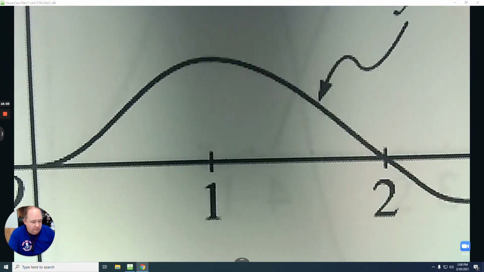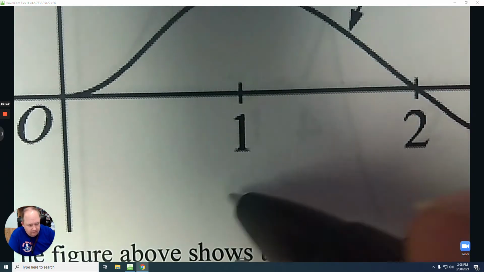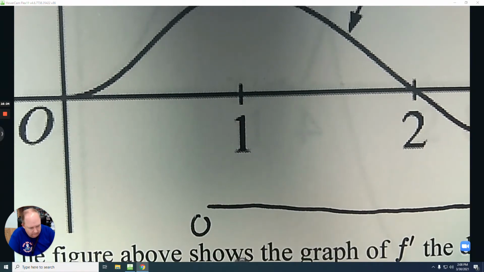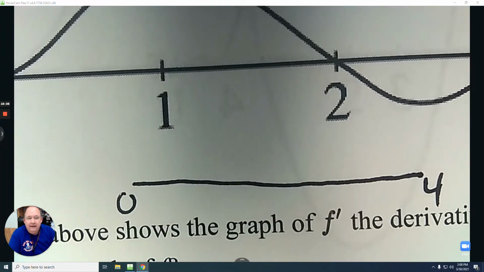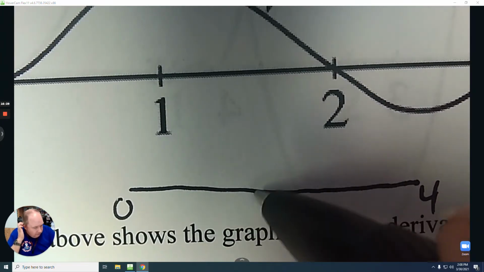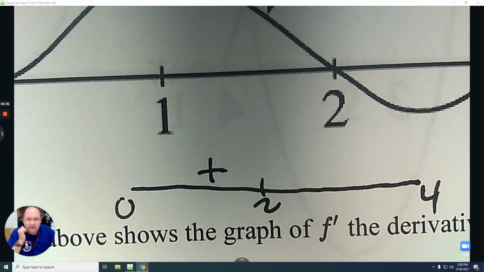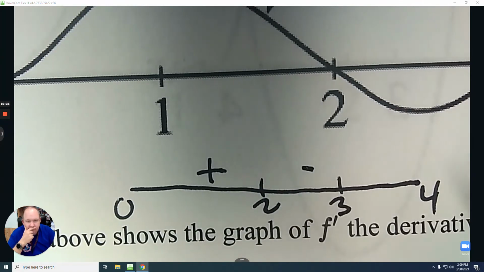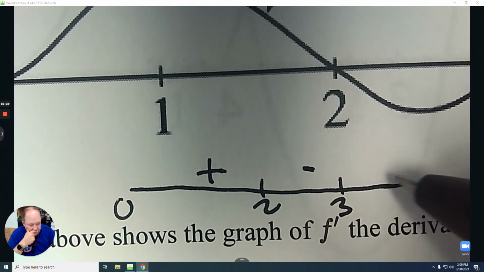All right, in number 34, the figure above shows the graph of the first derivative of the function f, and then it says f of 0 equals 0. Which of the following could be the function for f? So before I start doing that, in fact, I'll do it right here. I'm going to draw a number line to understand it better. So it goes from 0 to 4. We can do that. And then from 0 to 2, it's above. So it's increasing. And then from 2 to 3, it's decreasing. And then from 3 to 4, it's increasing again.